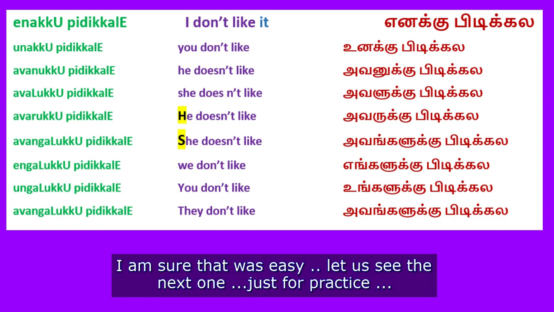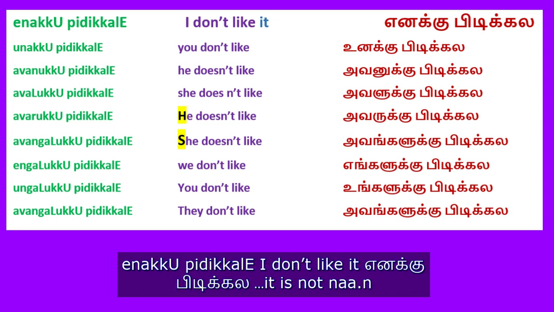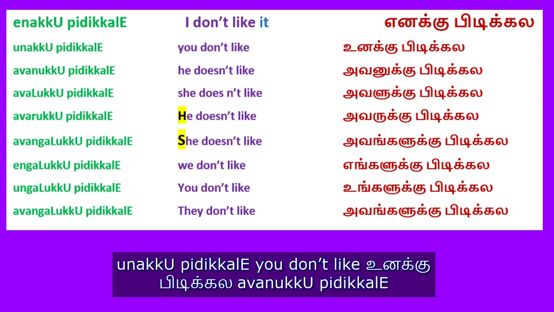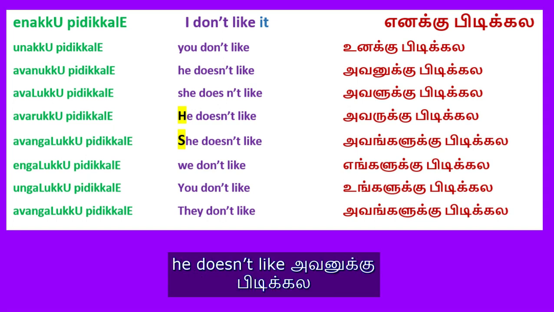I'm sure the previous one was easy, so let us see the next one, just for practice. Enakku pidikala. I don't like it. So it is not naan pidikala, but enakku pidikala. Unakku pidikala. You don't like this. Avanukku pidikala. He doesn't like.